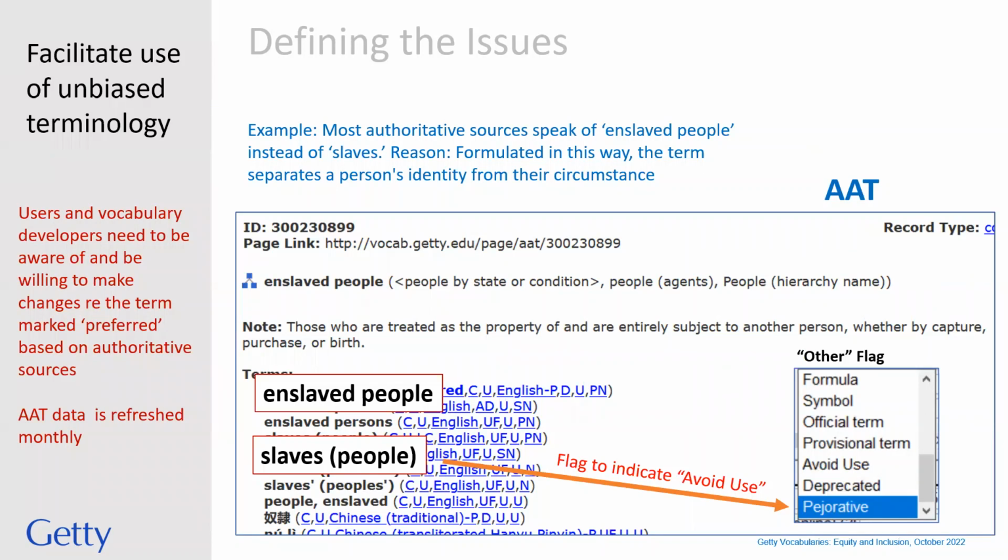It's now noted as avoid use. It's considered pejorative, and instead enslaved people is preferred. And the reason is that formulated in this way, the term separates the person's identity from their circumstance. And this type of change is made regularly. The AAT data is refreshed every month.